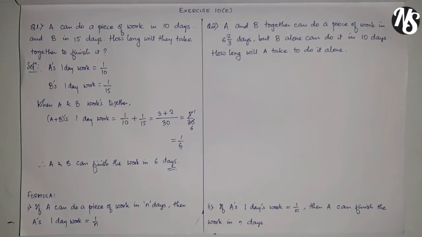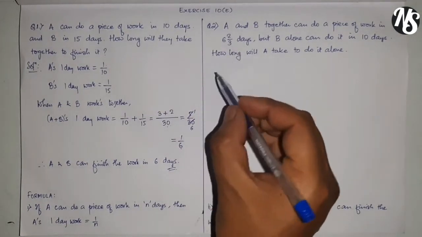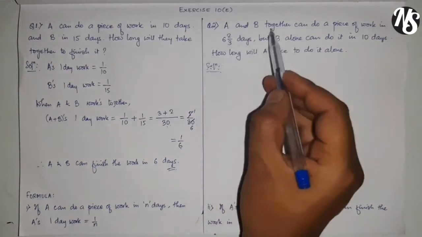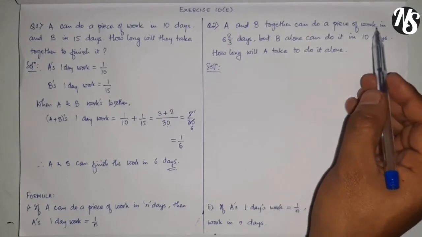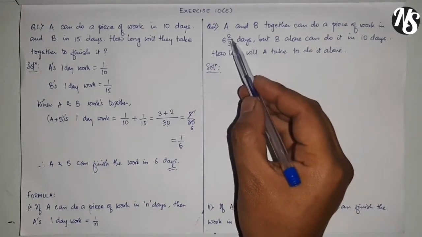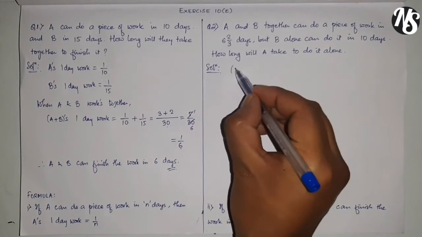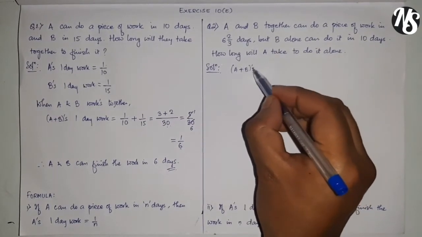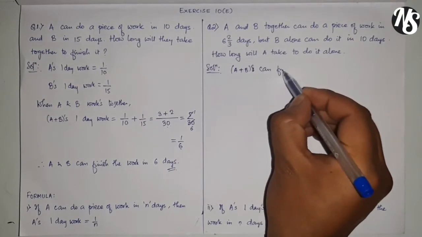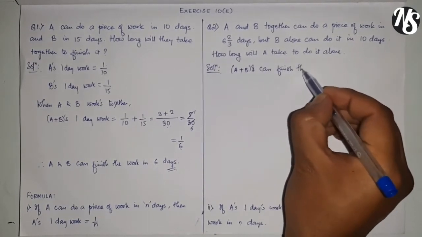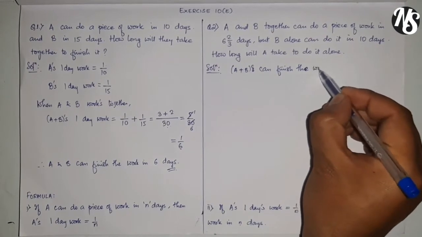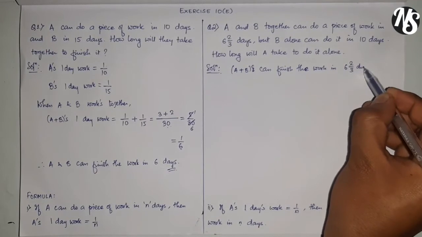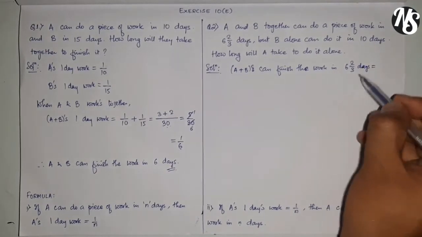Okay, so let's see question number 2 at the same time. Whatever is given, let's quickly note down. If A and B can do a piece of work in 6 2/3 days, so A plus B can finish the work in 6 2/3 days. So let's convert this mixed fraction into an improper fraction.